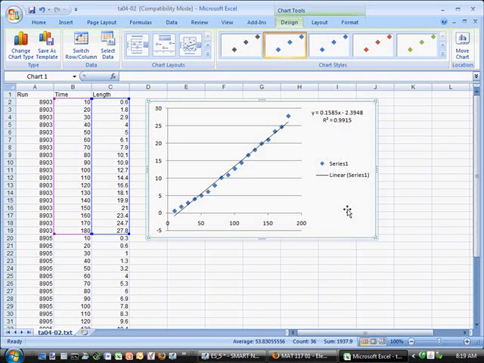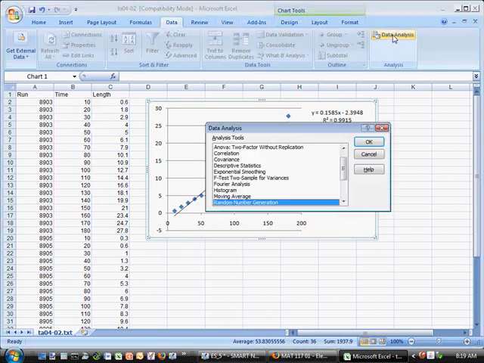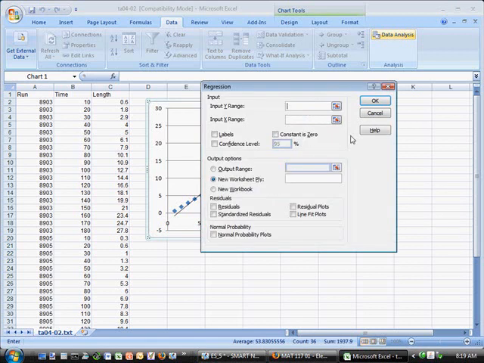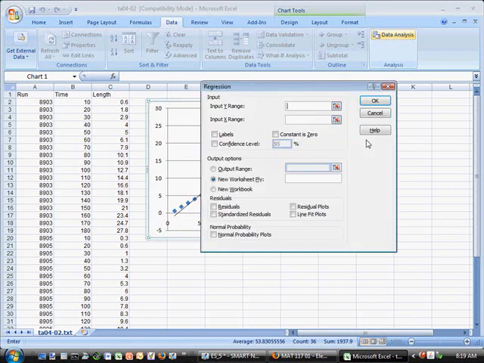Okay, now, something I haven't shown you. Here's how we can actually get a listing of the residuals. So we will now go to data analysis, but for the first time ever, we're going to choose regression. Didn't mean to hit that yet. Regression. Okay, click OK, and you get a dialog box again.